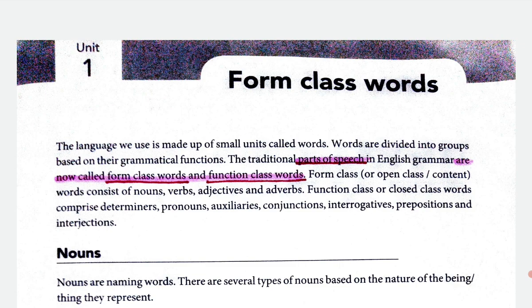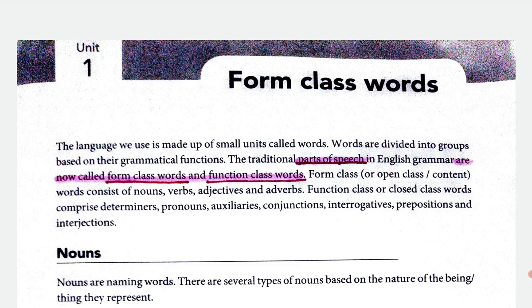In this unit we are dealing with form class words only, and in the next unit we will be dealing with the function class too. Form class means open class words or content words, the words that actually provide some sort of independent meaning in a complete sense. For example, nouns, verbs, adjectives and adverbs.